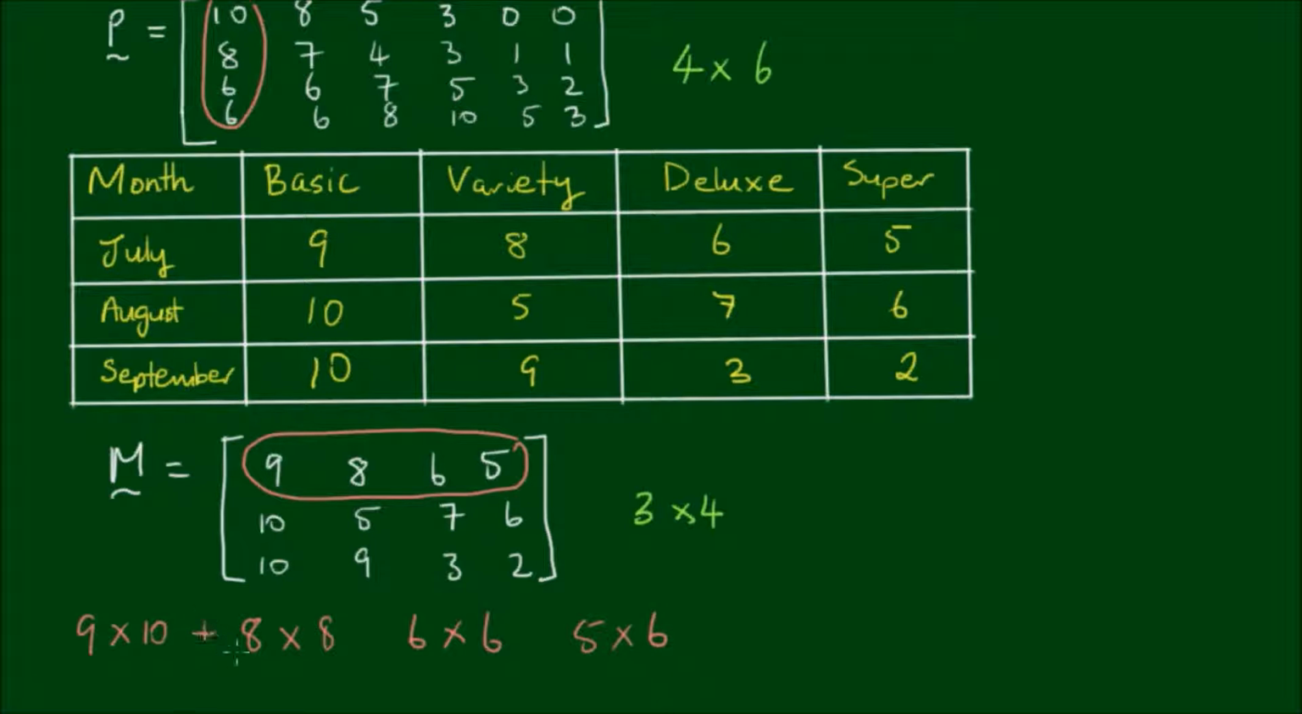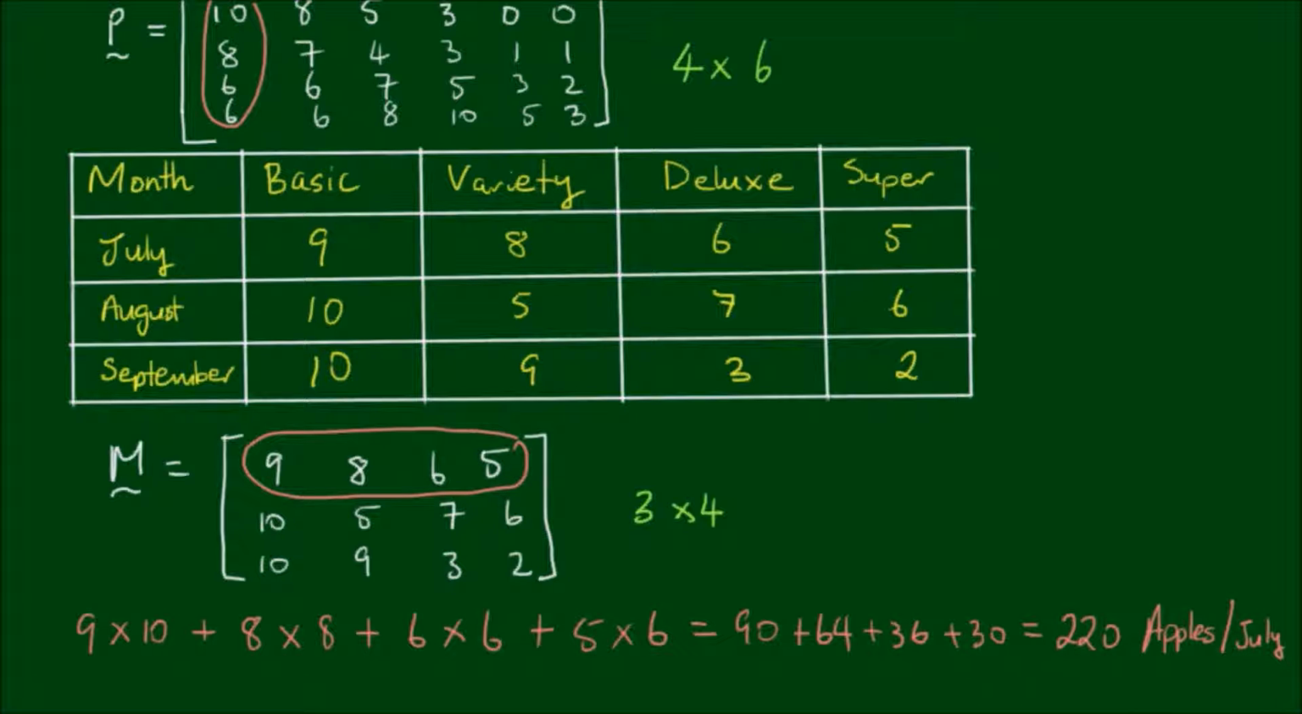So then we can add them all together to work out the total quantity of apples needed in July. So we got 90 plus 64 plus 36 plus 30, and this equates to 220 apples in total for the month of July.